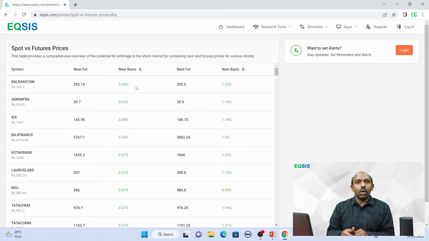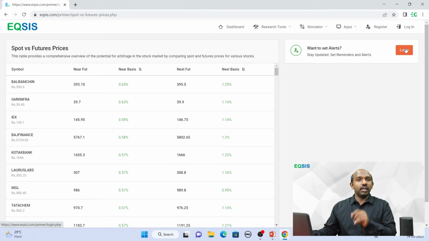So if you want a platform which should timely remind you to take such opportunities, then this particular platform can help you. But I will be talking about how to set alerts and everything, because at this moment you cannot set alerts, as it requires you to log in. That's why I told you to log in. But once you log in, it enables you to set some alerts. I will be talking about setting up those alerts in a separate video.